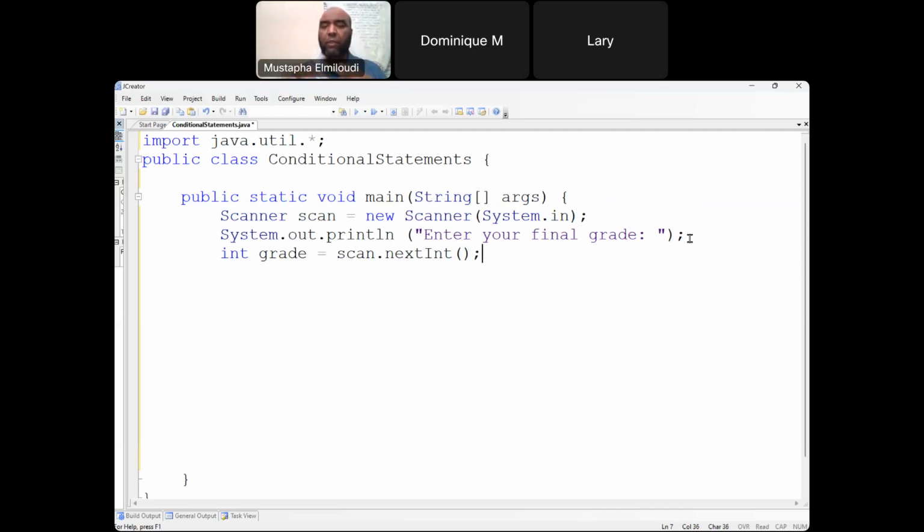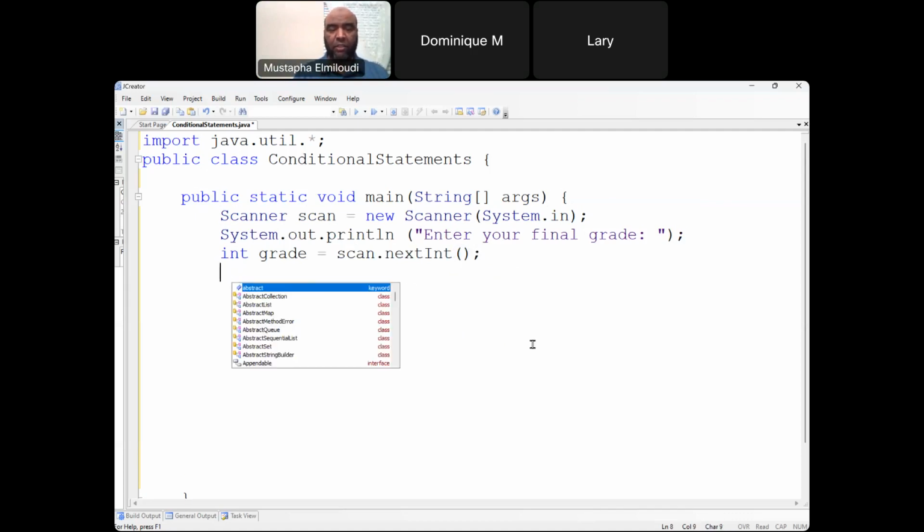So now we're going to test the grade, whether the student is passing or failing. We start with the keyword if. It should be lowercase. This is not a keyword, this is not a keyword. It has to be lowercase.